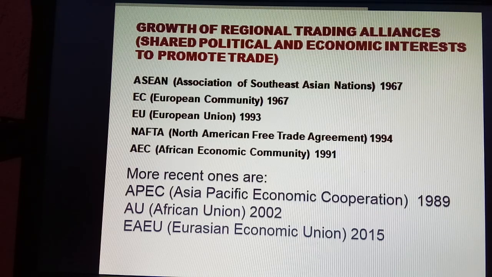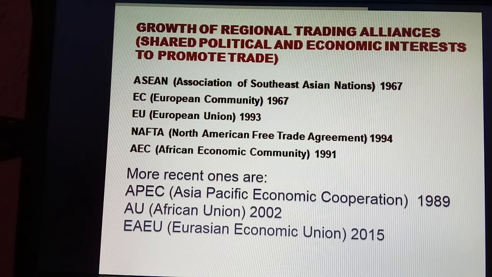AU is the African Union, in 2002. If the purpose of the European Union is to help develop the economy of the European countries which are its members, it's the same purpose of the African Union. Now, talking about Africa, African countries are said to be the ones fueling the European economy.